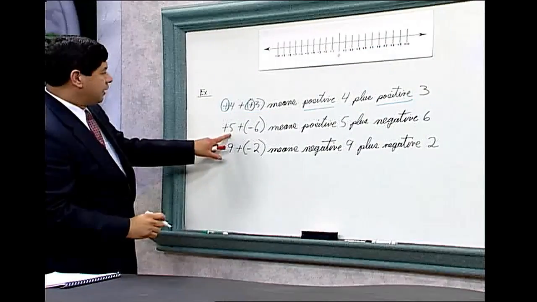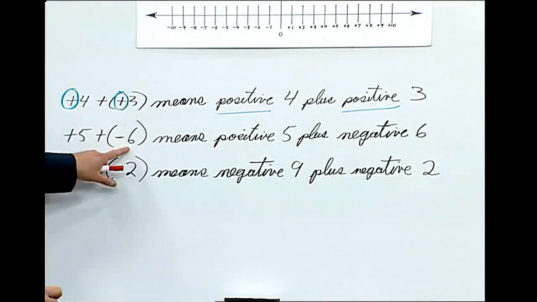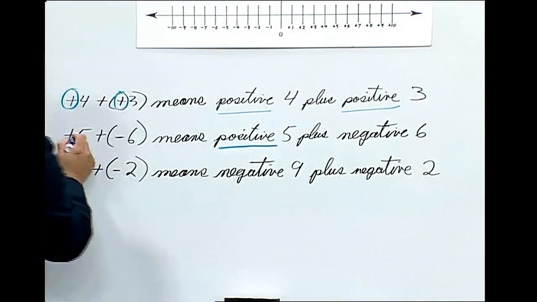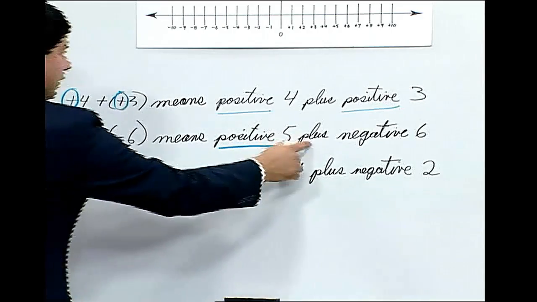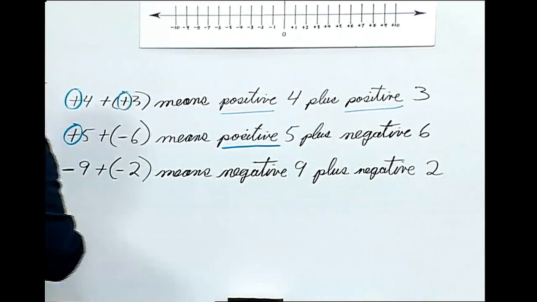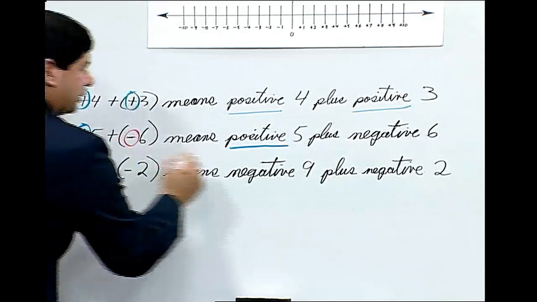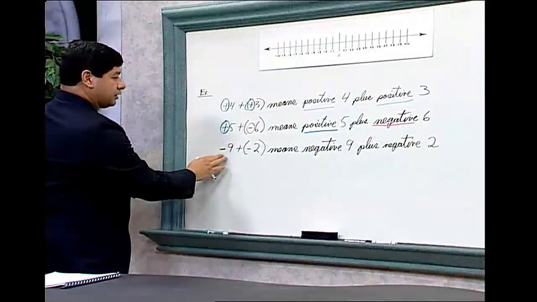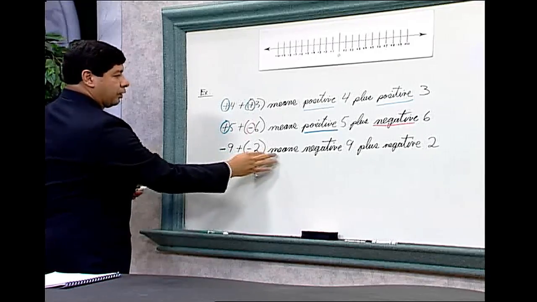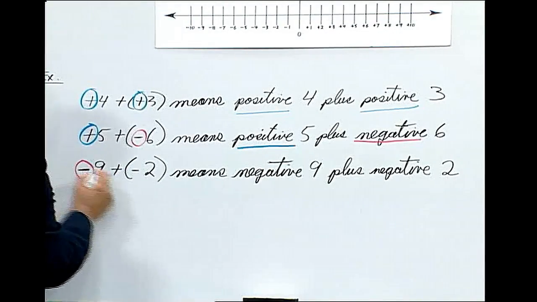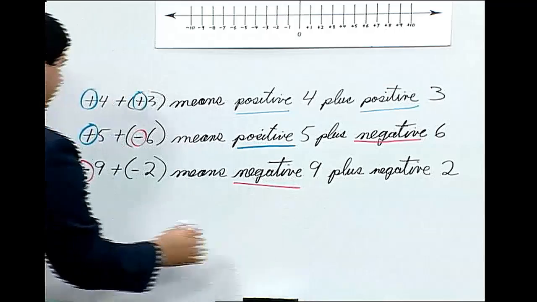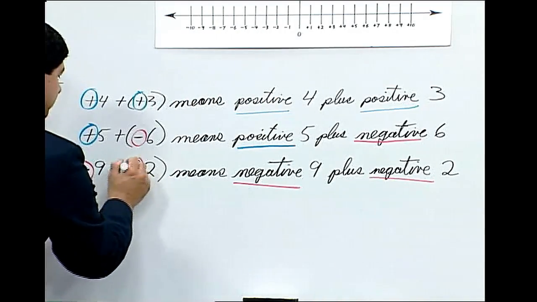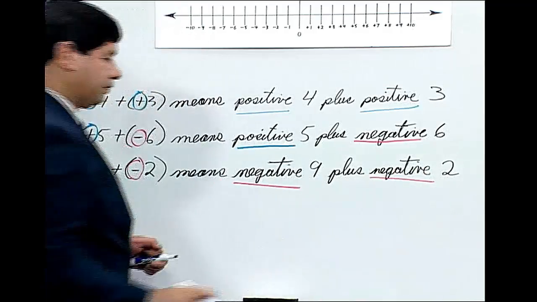Positive 5 plus a negative 6 means positive 5, our positive and our positive, plus a negative 6. Our negative is represented here, negative 6. Negative 9 plus negative 2 means negative 9 plus a negative, as indicated here, 2.